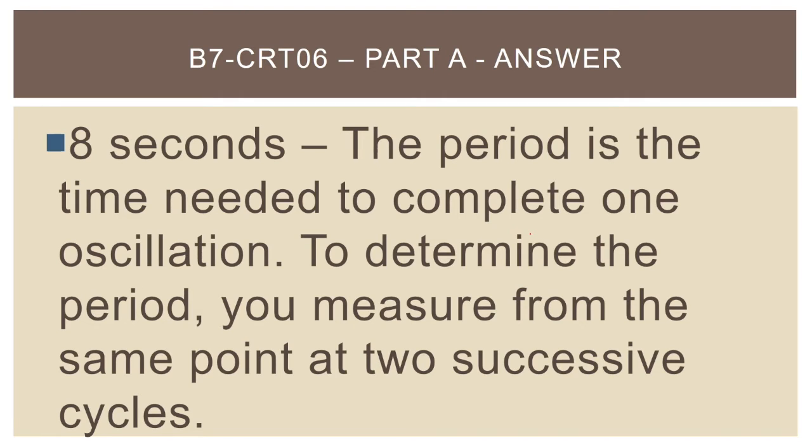So what I wrote for my explanation here is 8 seconds. The period is the time needed to complete one oscillation. To determine the period, you can measure from the same point at 2 successive cycles. One after the other is what successive means. And that's it. Take a second to pause this video here and write that down. And when you hit play, we'll move on.